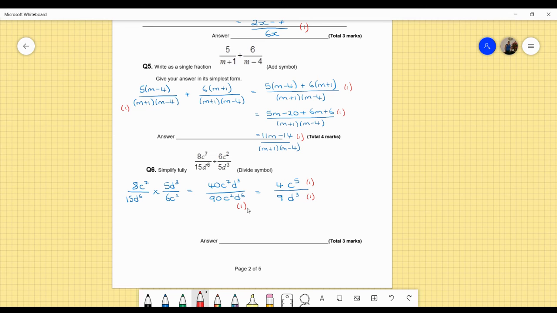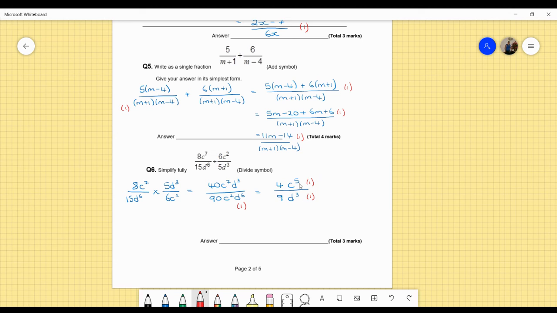And then we just need to simplify it fully. So 40 over 90 will simplify to 4 over 9. Our c to the power of 7 over c squared, remember you're subtracting the powers at that point, will give you c to the power of 5, and then we've got d cubed over d to the power of 6, so we can cancel out d cubed from both, leaving us with d cubed on the bottom.